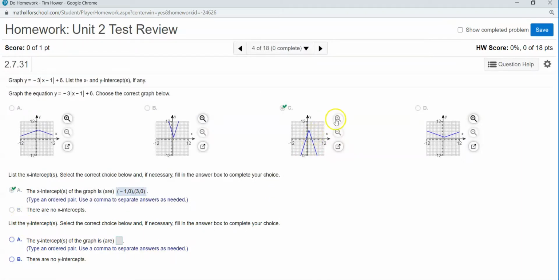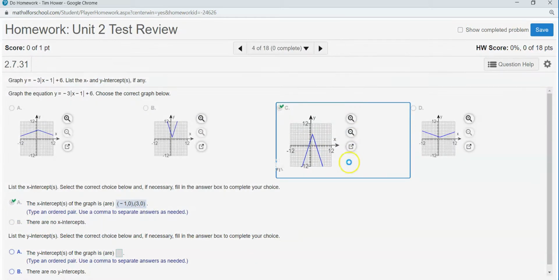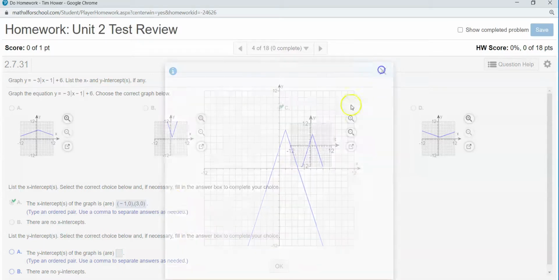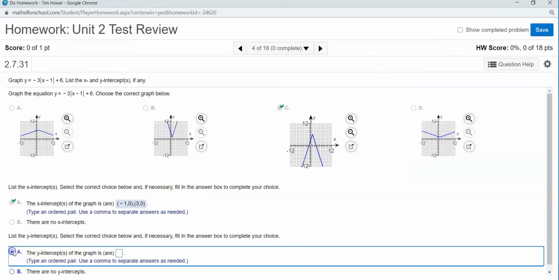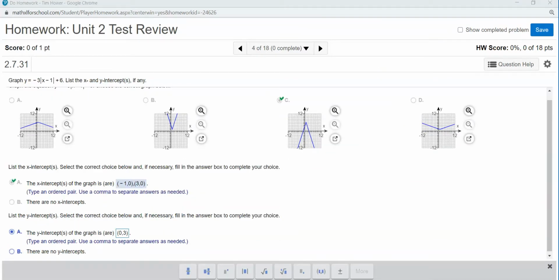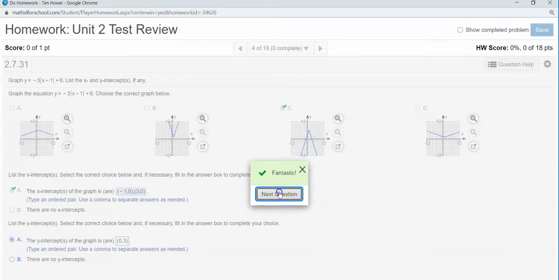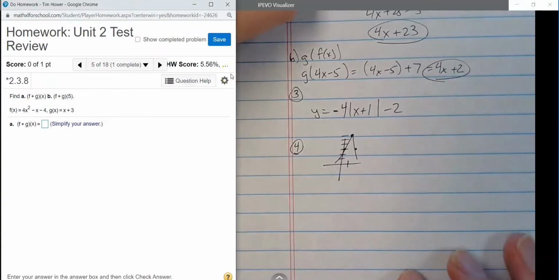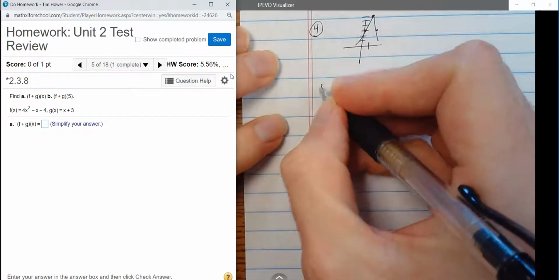Now the y-intercepts, again, zoom in. This one crosses the y-axis at 0, 3. So they want that as an ordered pair. Okay, so 0, 3. Check your answer. That's great. So we're going to move on. The next question, number 5.